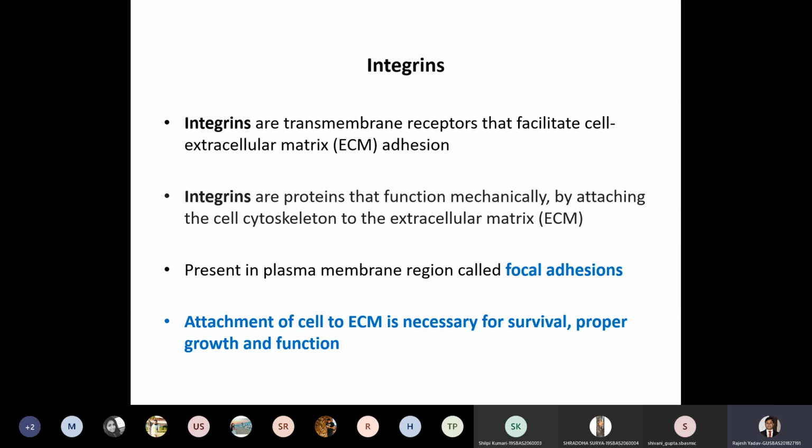So today's topic is the integrin proteins. So what are the integrin proteins? Basically these are transmembrane proteins, or we can say a transmembrane receptor, that facilitate cell-extracellular matrix adhesion. So the important role of integrin is the attachment of one cell to another cell, or the attachment of one cell to the extracellular matrix.